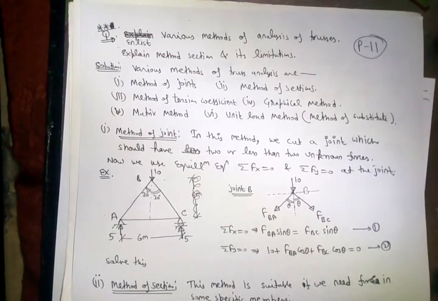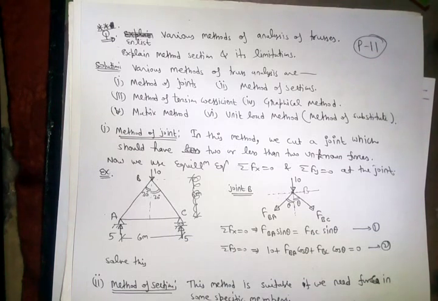Force is FBA, and you will show all the forces as tensile, right? You have to show all the forces tensile. So you have shown tensile force FBA, and in member BC you have shown member force FBC. Okay, you have shown member forces FBA and FBC.